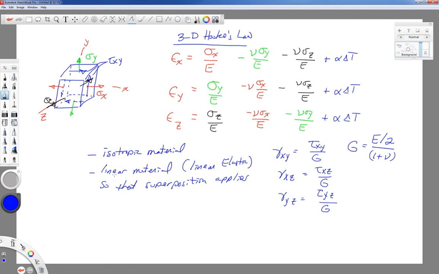These equations can look intimidating. We got 6 equations, but I do want to point out that they're very similar. It's just kind of like you're cycling through the subscripts on these equations. If you lead off with the epsilon x term here, then you'll have the sigma x term in this position divided by E minus nu times sigma y over E minus nu sigma z over E plus the thermal strain. And if you want this y strain, then your stress will be the y stress in this position minus the other 2 Poisson contractions and so forth. So it's really not as bad as what it might look when you first see these 6 equations.